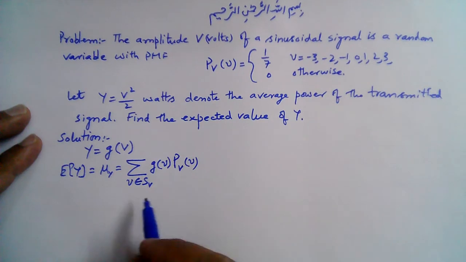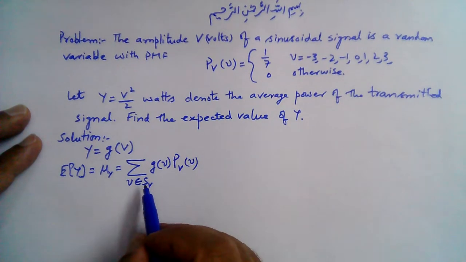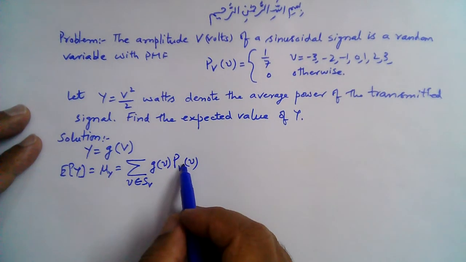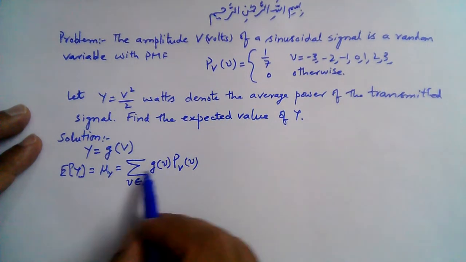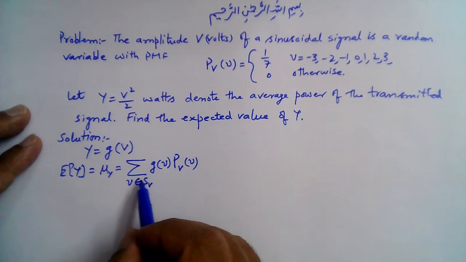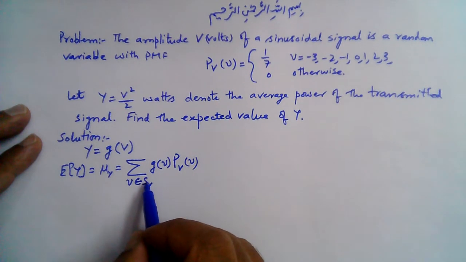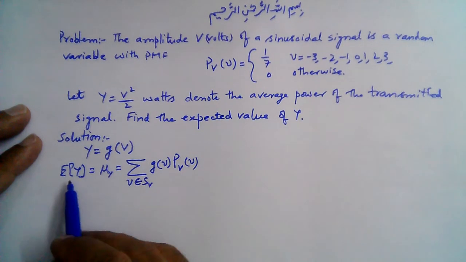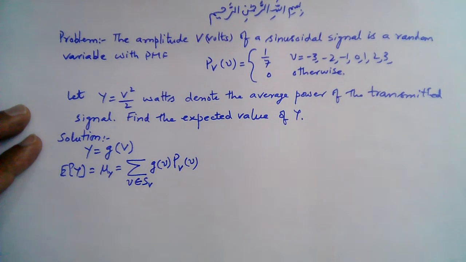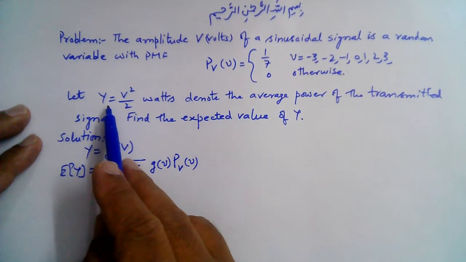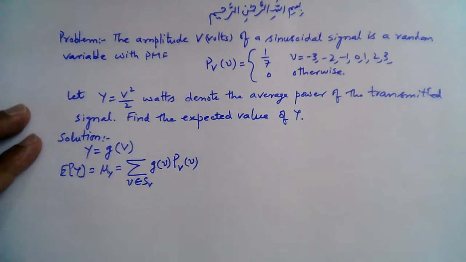So from the range of V, we pick a value and find this product. We find the corresponding probability and find the corresponding value of the derived random variable, multiply them, and we repeat this process for all the values of V in its range, and then sum them together. So this will give us the expected value of Y. So for this function Y is equal to V square over 2, let's demonstrate this.